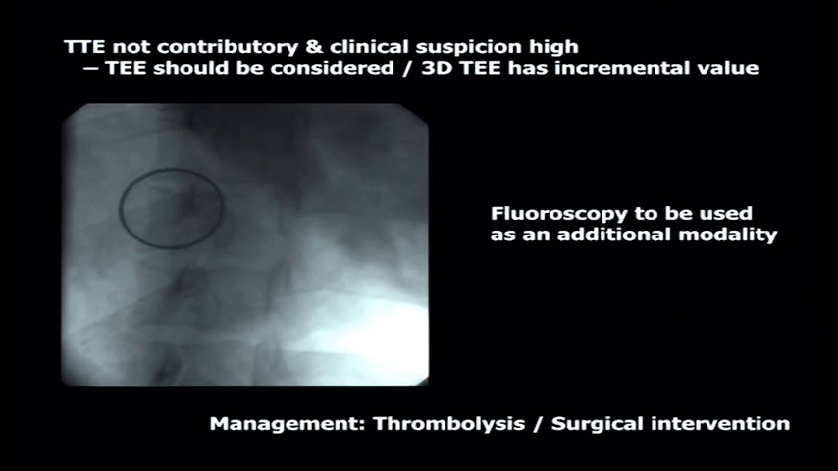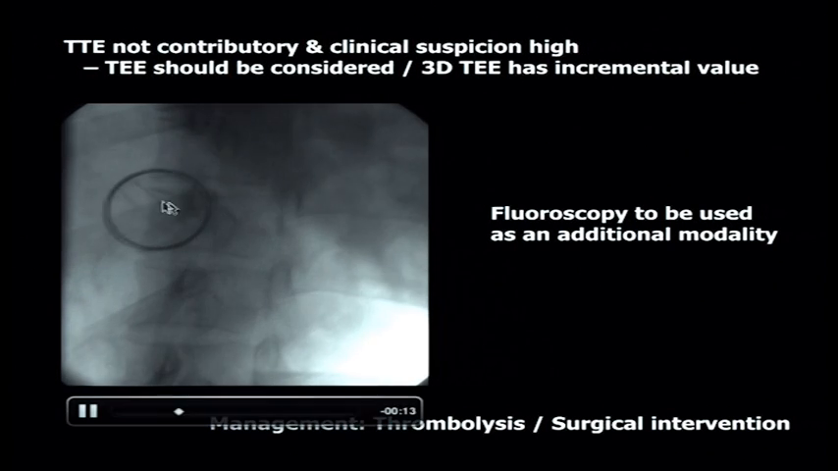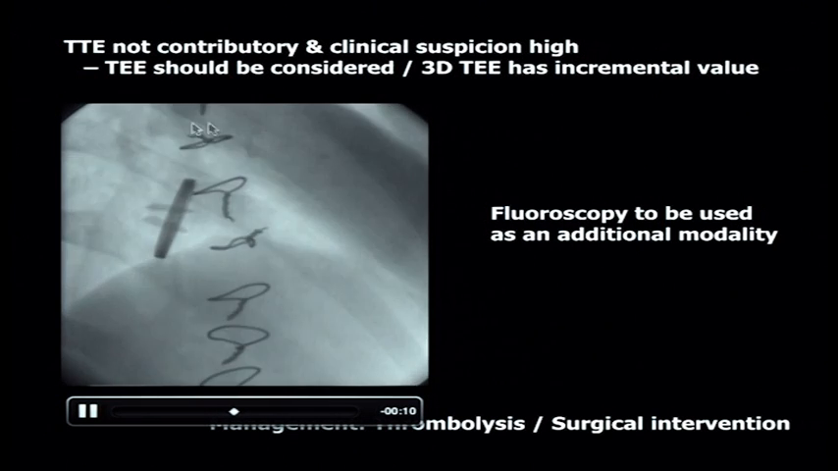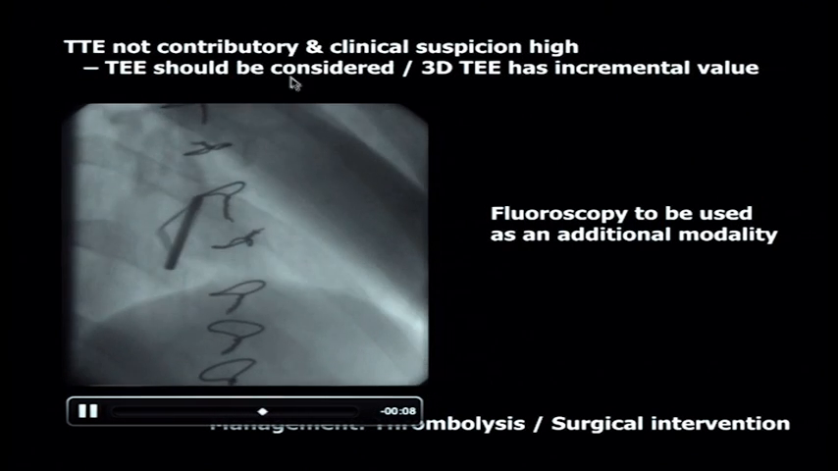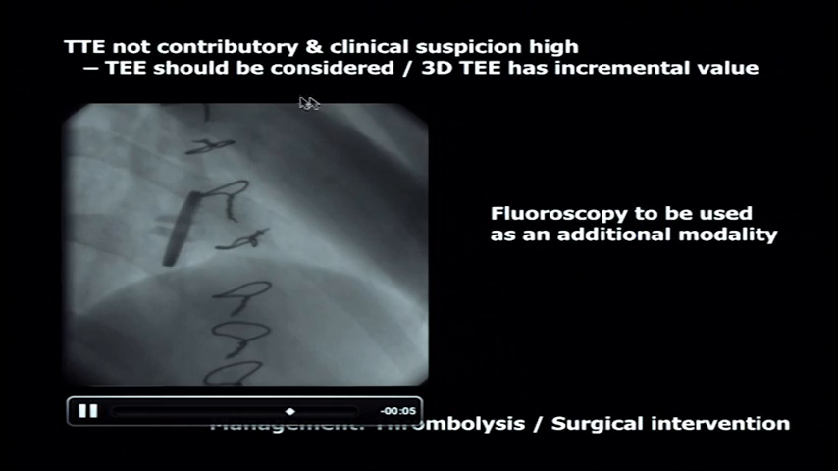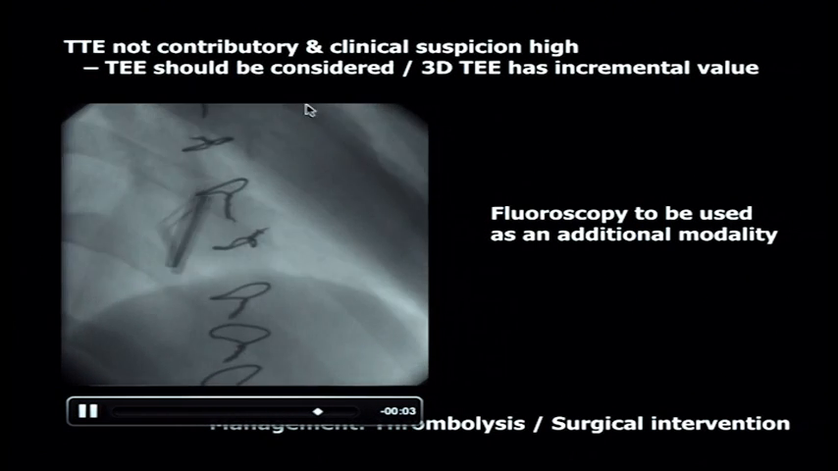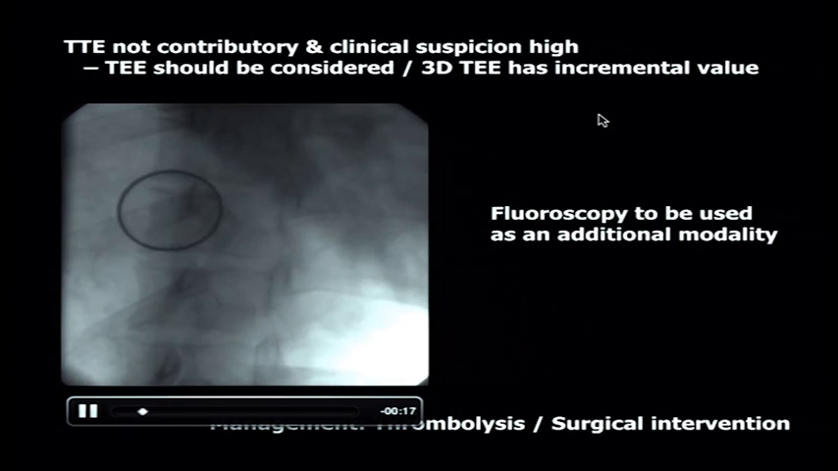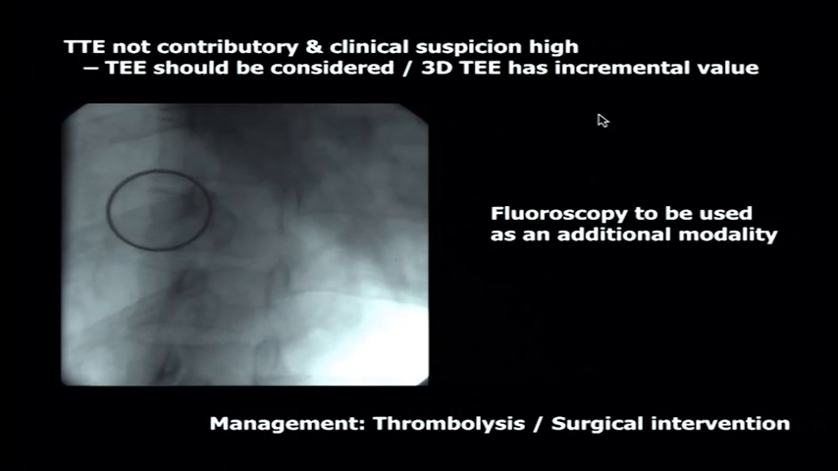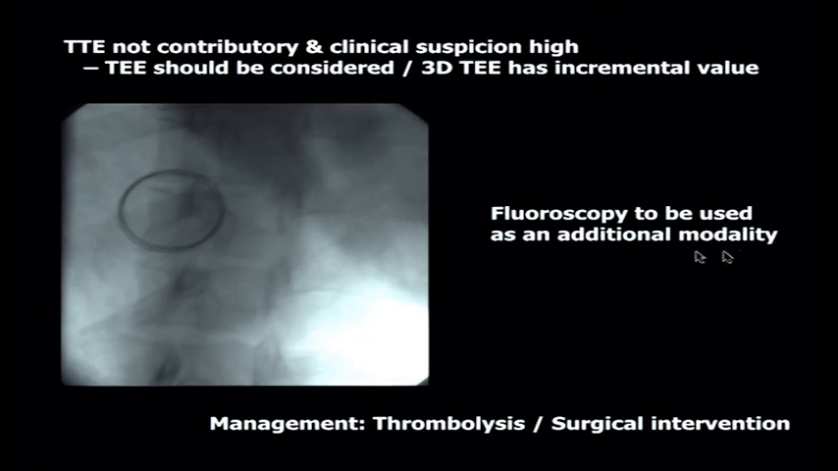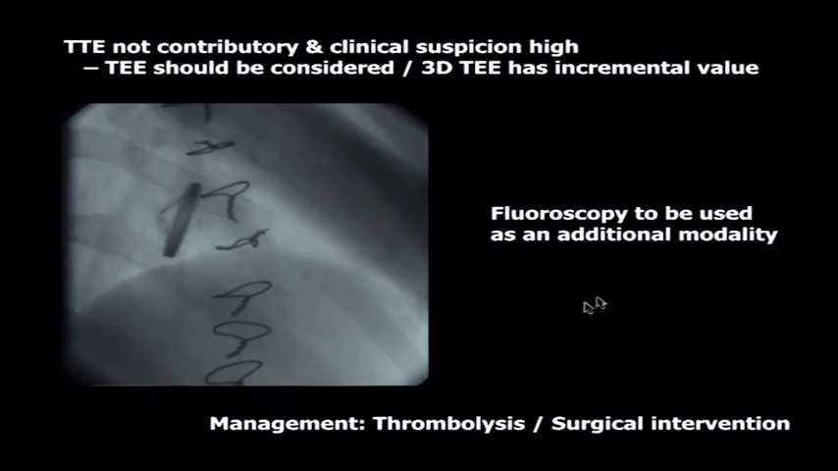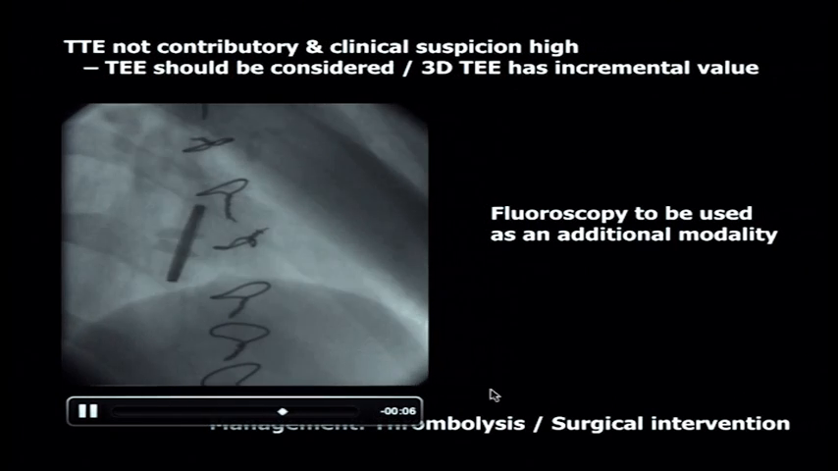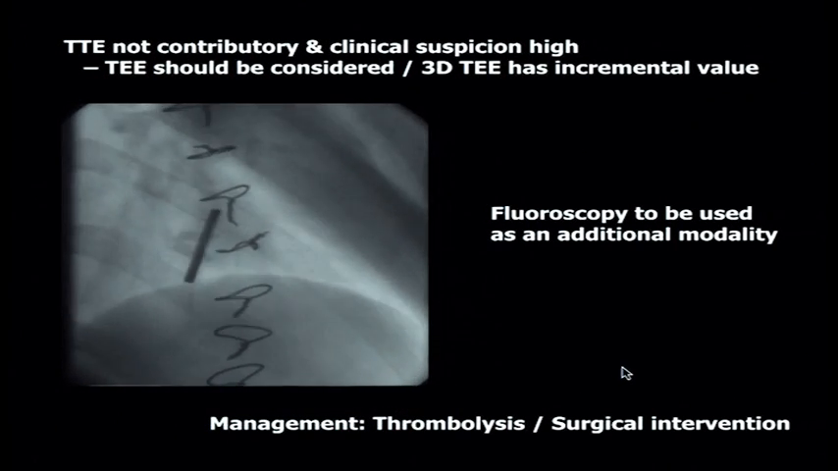And just to summarize here, transthoracic echo is a first-line modality, and it may not be contributory in all, but if the clinical suspicion is high and one is not able to have a confirmed diagnosis, TEE should be considered. And if one has a 3D facility, this has incremental value, as you saw from one of the patients. And also, fluoroscopy is an additional investigation which can be used to increase the sensitivity and confirmation of the diagnosis. Management of thrombolysis and surgical intervention is a different topic altogether. I will not go into that.